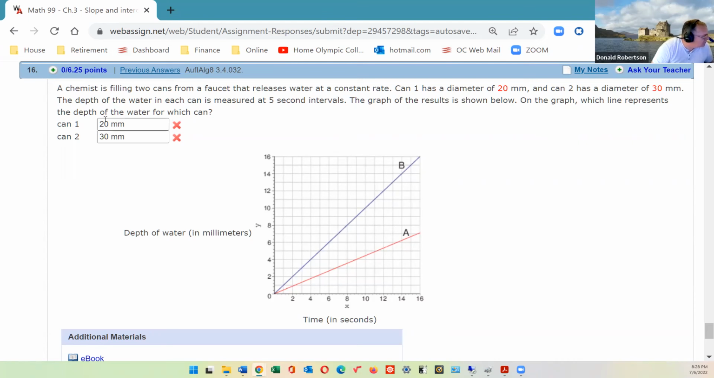Oh, so 20 millimeters is actually can 1. Okay, I got it. And that one goes there. So can 1 has 20 millimeters. That's the fast one, so that's B. And can 2, well, let's get this right. Can 1 is 20. 20 is narrower, 20 is fast, that's B. And so, yeah, this is can A.